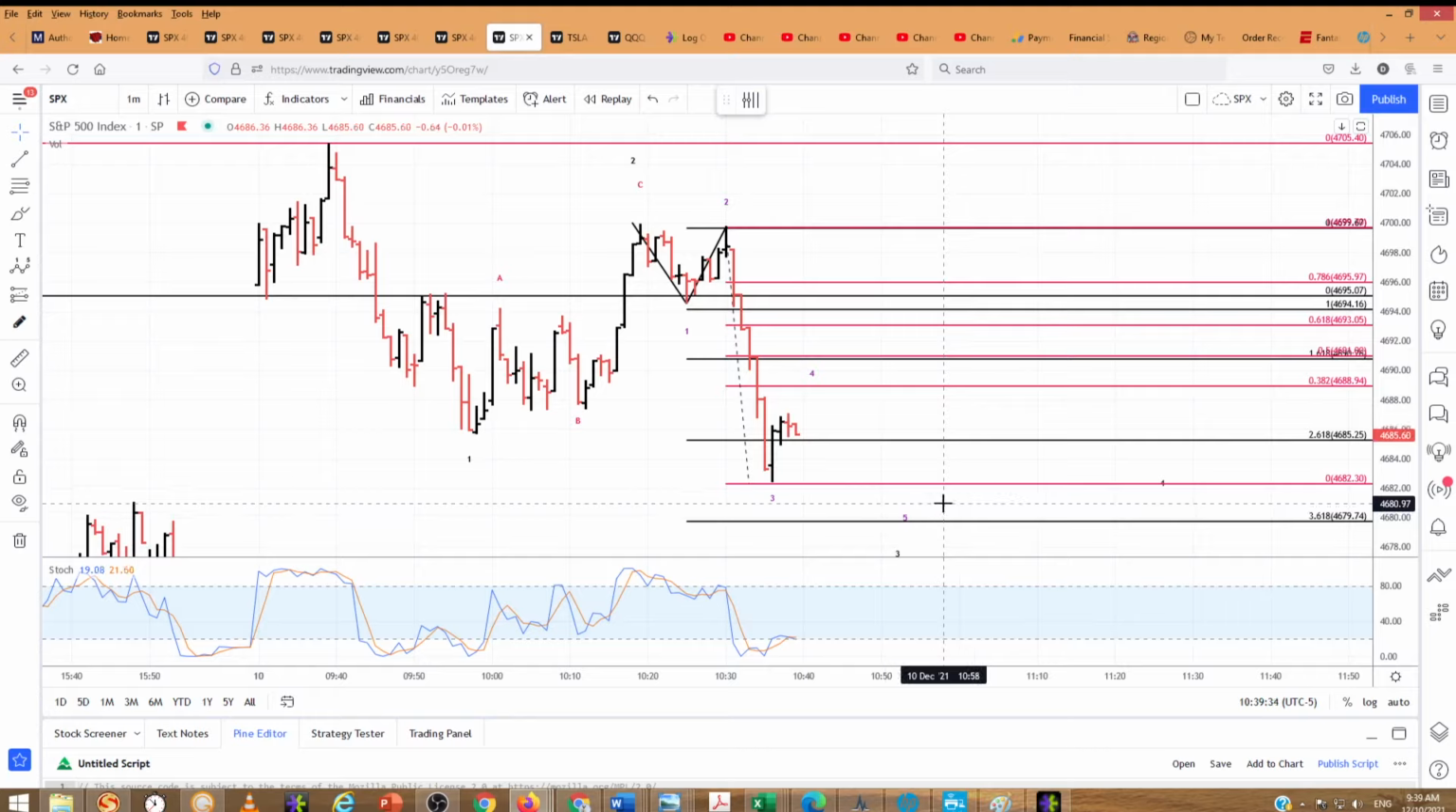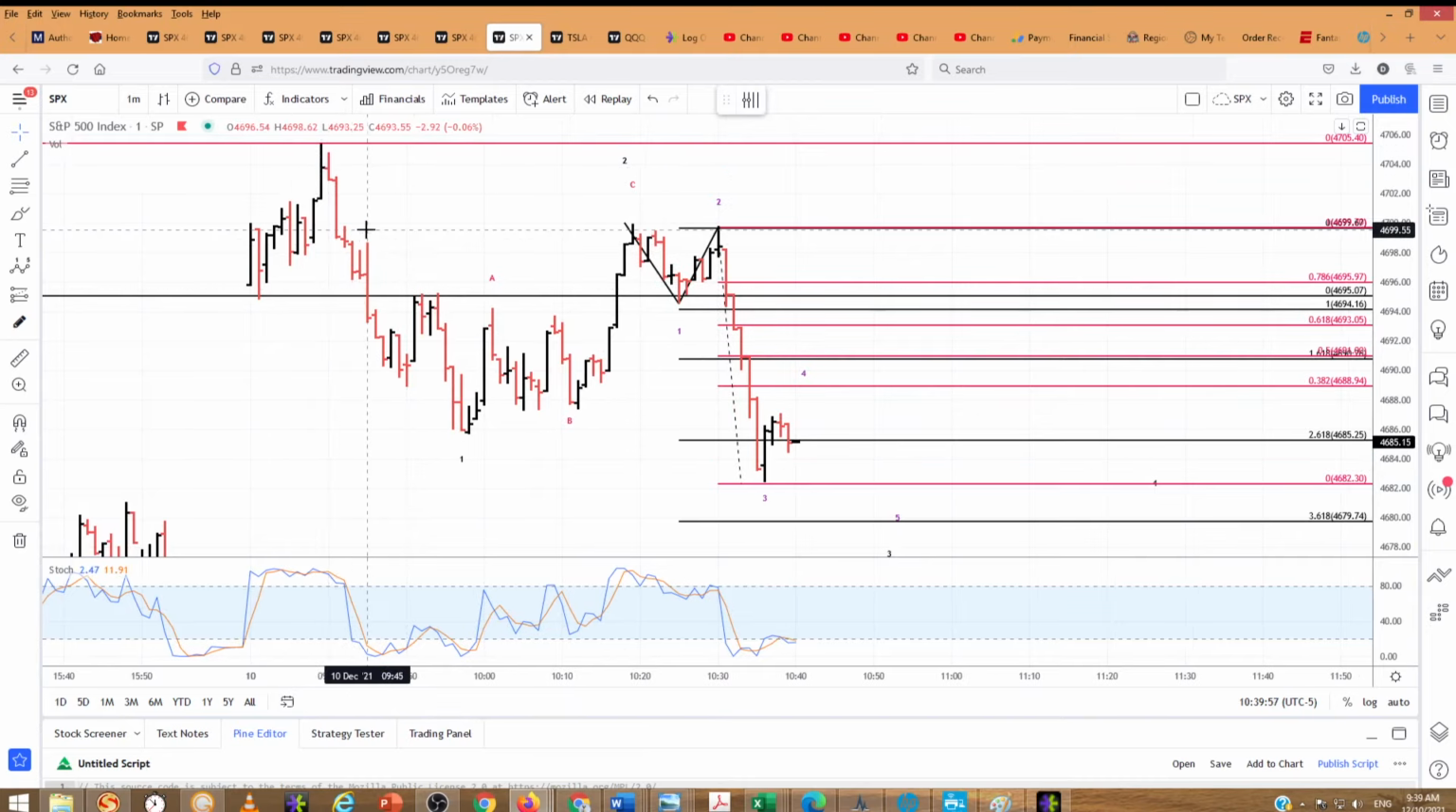Okay, we're at 46.85. Looking for a move below the 46.82 low here. This looks like a strong, powerful move here. This is good timing. You can see this ABC, ABC, and then 1, 2, 3, 4, 5. Okay, 3, 3, 5 for the correction, and this is a 1, 2, 3, 4, 5.